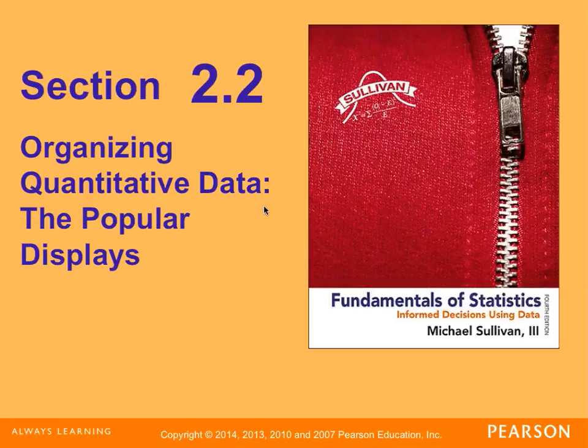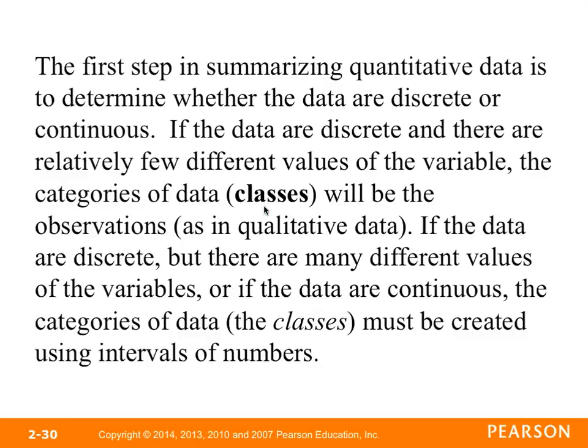Okay, section 2.2 talks about organizing quantitative data, and we're just going to talk about the popular displays. So there are a lot of ways to organize data. We're just going to talk about the ones that are most widely used. So the first step in summarizing quantitative data is to determine if it's discrete or continuous. So if your data is discrete and there are not very many values of the variable, then the categories or classes are just going to be the observations, which is the same thing that we did with our qualitative data.